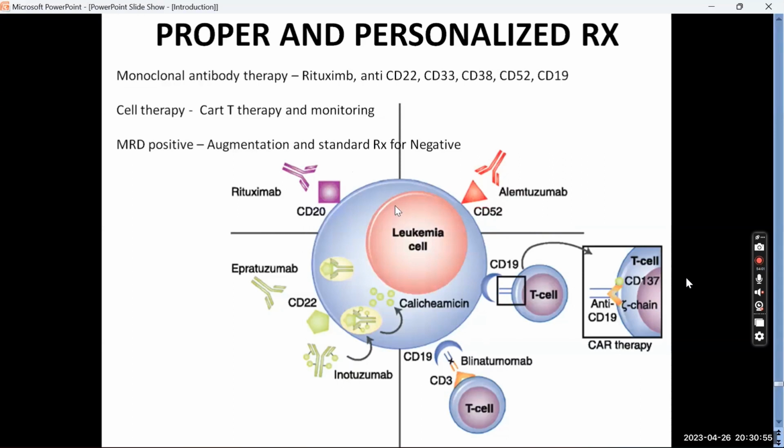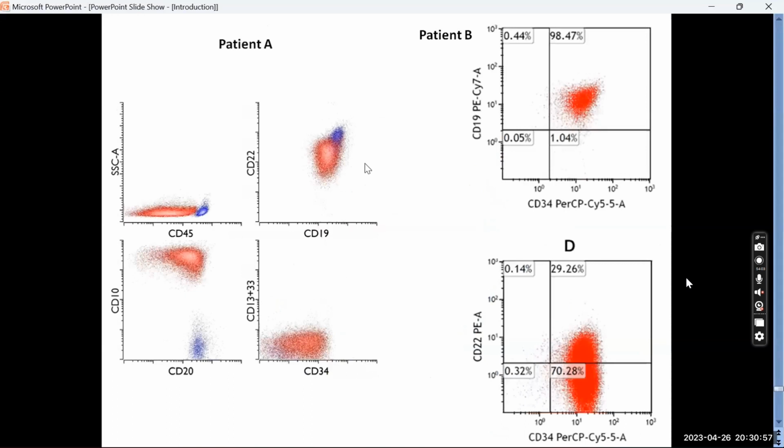Okay, so these are some of the agents. I'll give you an example. This is patient A, this is patient B. This particular patient has an acute leukemia. It is expressing CD19, CD22, and CD10. It is negative for CD34 or dim positive for CD34. It's negative for myeloid markers. So it's a case of B-ALL, and expression of CD22 is positive. Now if I give anti-CD22 for this case, it will be effective.